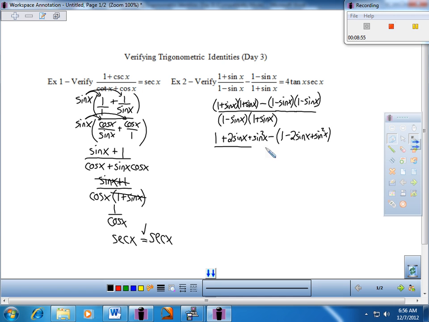Okay, good. And then I'm going to go ahead and take a look at that bottom. It's just too tempting because 1 minus sine squared is something we see quite a bit, and it is something we might go ahead and replace using an identity.